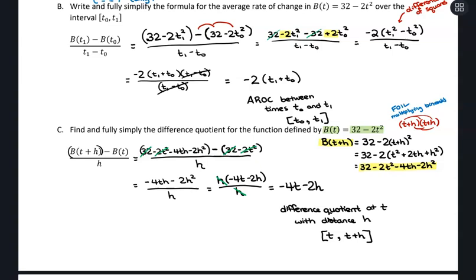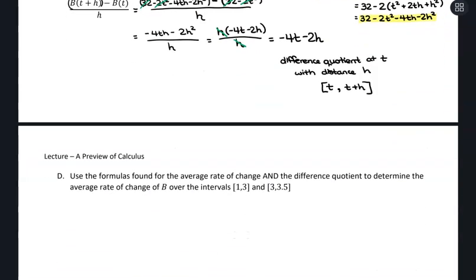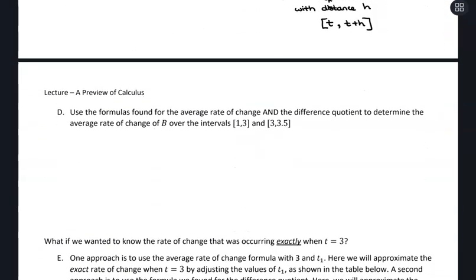Again, 2 formats, but accomplishing the same thing. So using the formulas that we just found, let's look at this rate of change across 1, 3, and 3 and 3.5. So for 1, 3, for average rate of change, and what we just found is for average rate of change, we can calculate that with a -2 t1 plus t0. And that is to find average rate of change from t1 to t0.